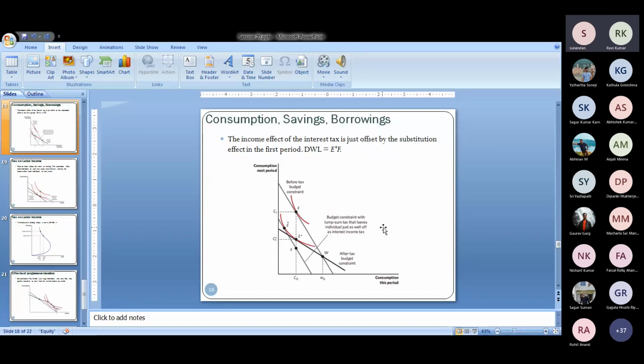Now, how much is the deadweight loss? Again, as you can see, if we had imposed a lump sum tax, this much, E star F, extra tax revenue would have been generated.